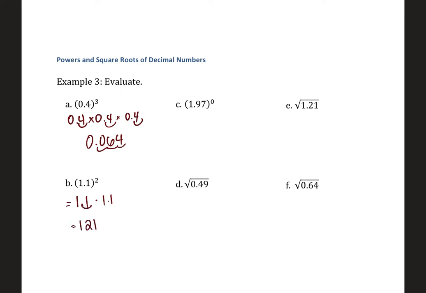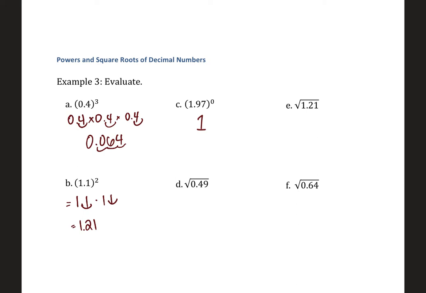But I know I need 1 decimal place, 2 decimal places. 1, 2. 1.21. For letter C, I have 1.97 raised to 0. Anything raised to 0 is going to be 1. Letter D, again, I'm keeping in mind how many decimal places I have.